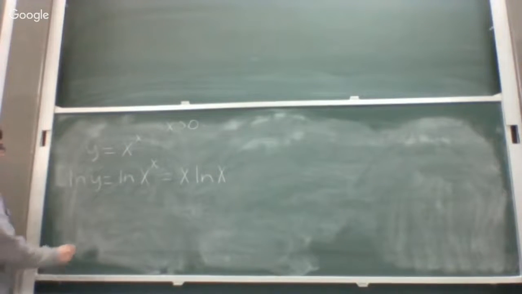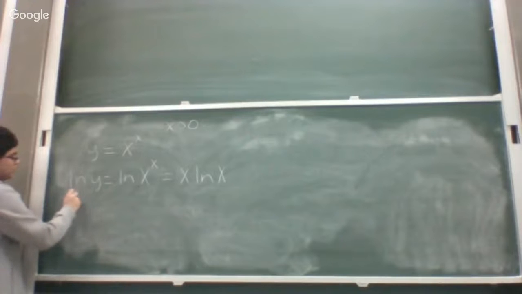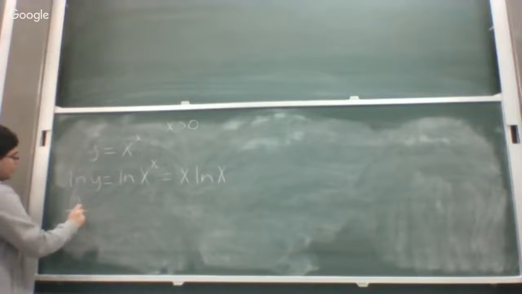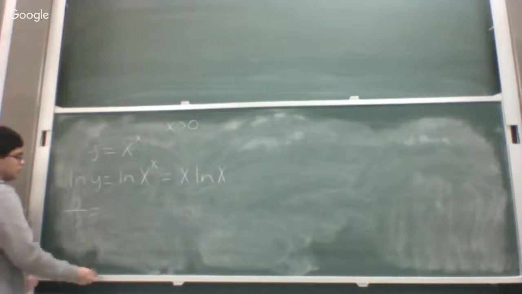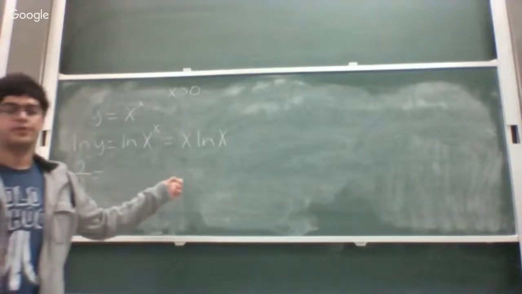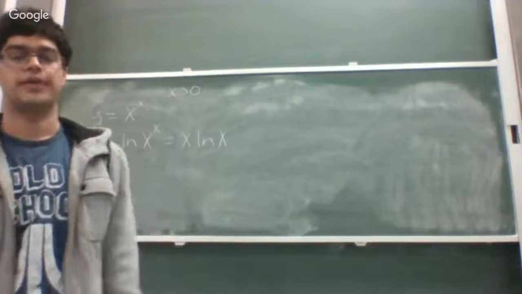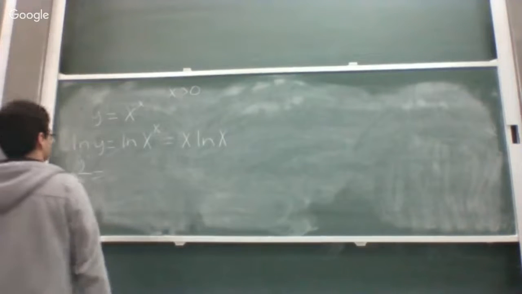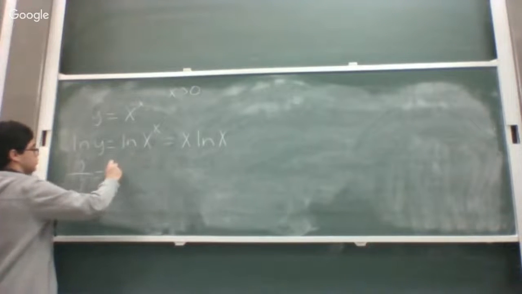Then I take the derivative of both sides. So y prime divided by y is equal to the derivative of x times the natural log of x, which is 1 times the natural log of x.